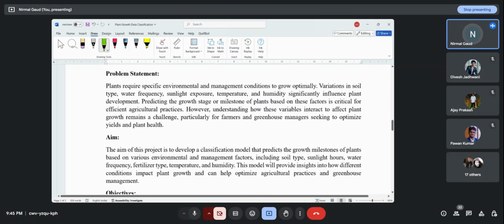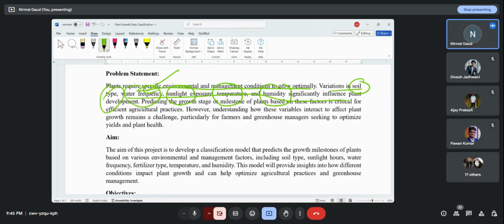Okay, so what could be the problem statement available to us in this particular project? On the basis of these factors, because they have so much variation, these components are not in your hand. Sunlight is not in your hand, temperature is not in your hand, humidity is not in your hand. Water frequency you can provide, you can give water to the plants, soil you can manage, you can harvest, and fertilizers you can give from your side. So in this, environmental condition is not in your hand, the rest you can manage.